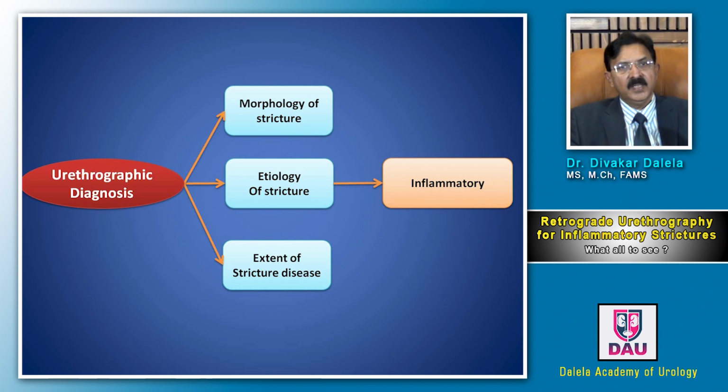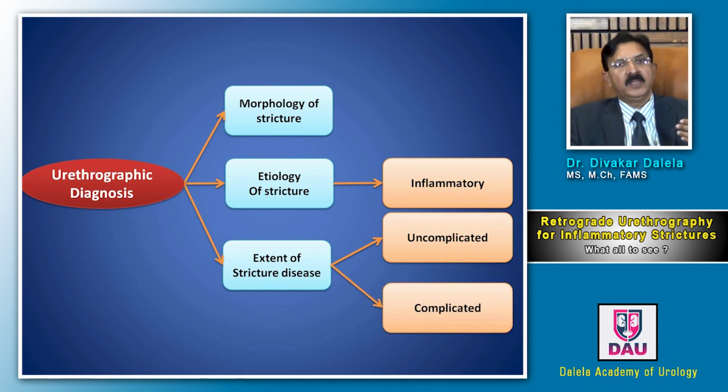When I say extent of stricture, I am not referring to the length of stricture. I am referring to the extent of stricture disease. That means whether it is an uncomplicated case of urethral stricture or the film is showing some complications of stricture, like a fistula, like an abscess, like that. So for you to read the RGU film in a patient of inflammatory urethral stricture, your diagnosis should touch these 3 points: morphology of stricture, etiology of stricture, and extent of stricture.